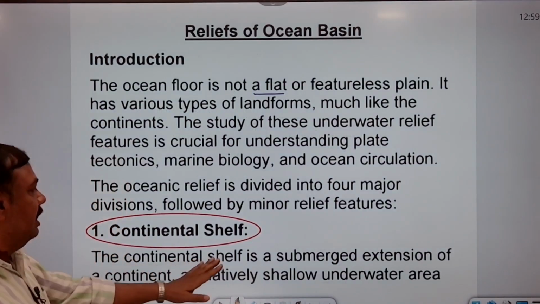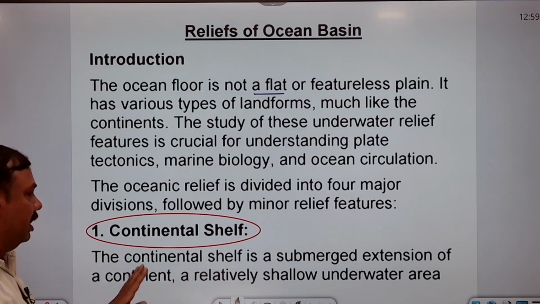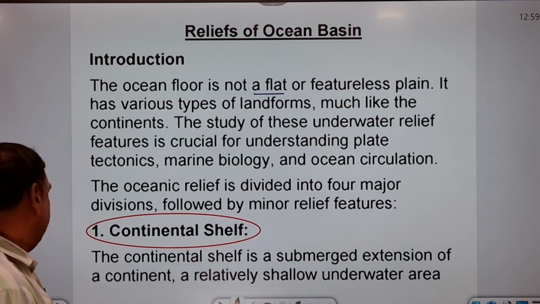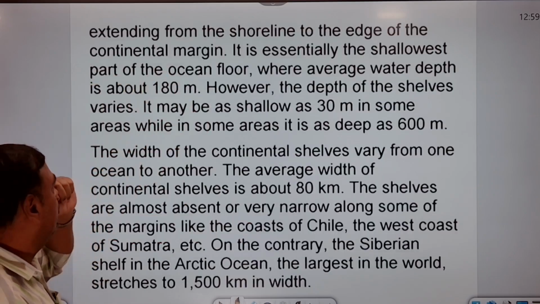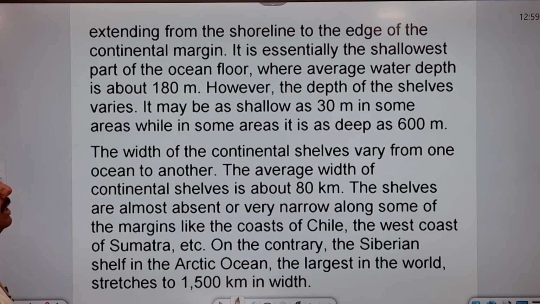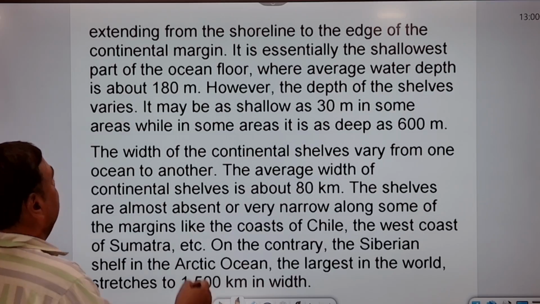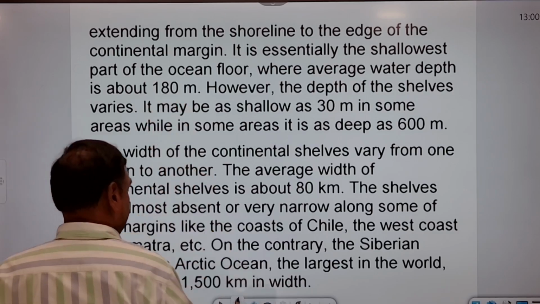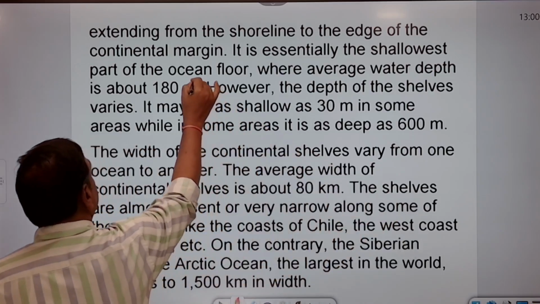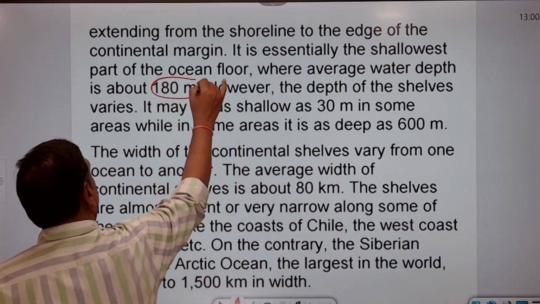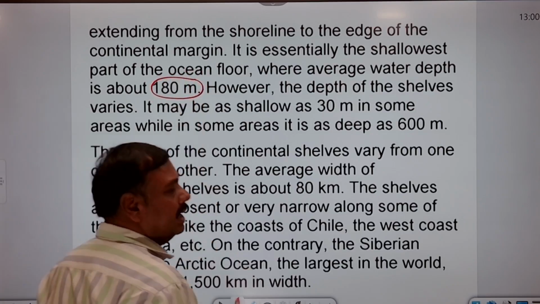The continental shelf is a submerged extension of continent, a relatively shallow underwater area extending from the shoreline to the edge of the continental margin. It is essentially the shallowest part of the ocean floor, where average water depth is about 180 meters. See, this is the average water depth. What is the average water depth? It is 180 meters only.